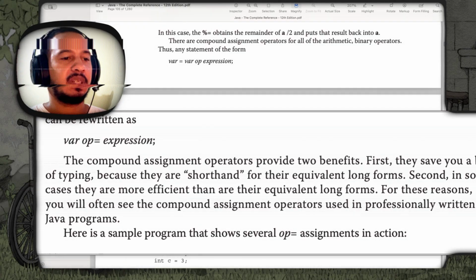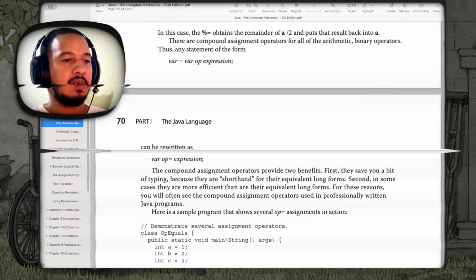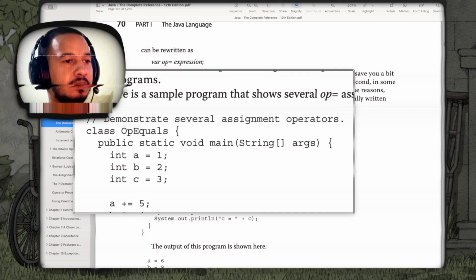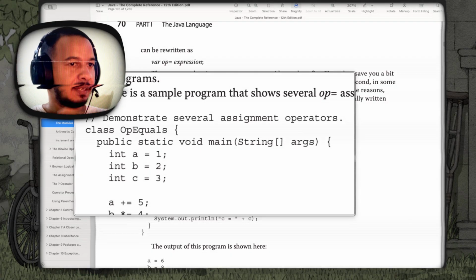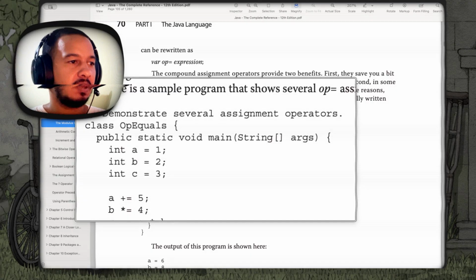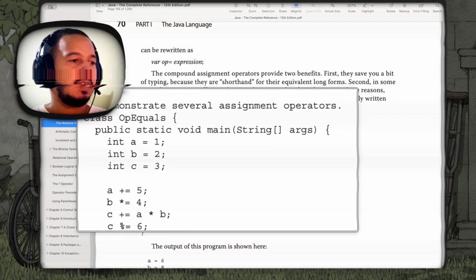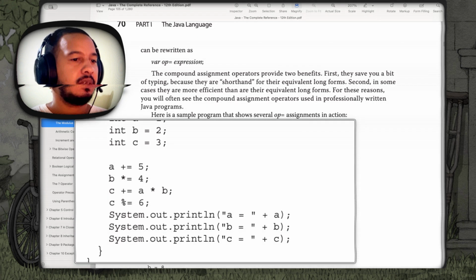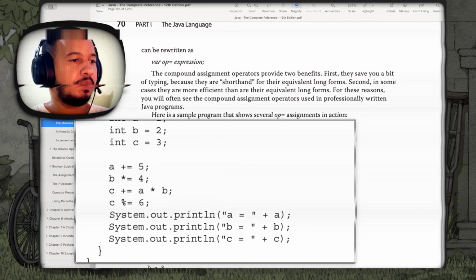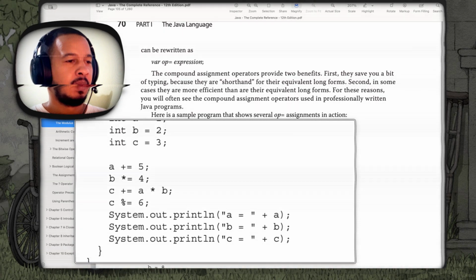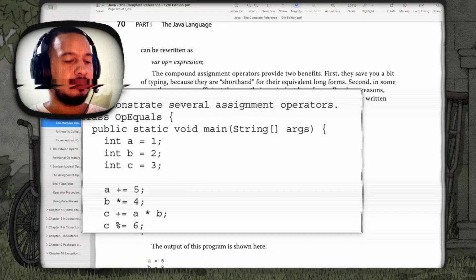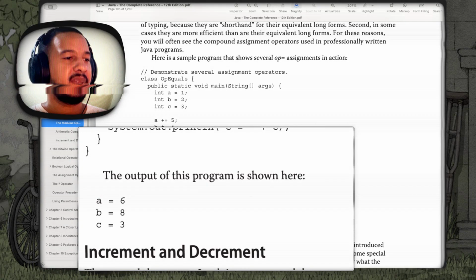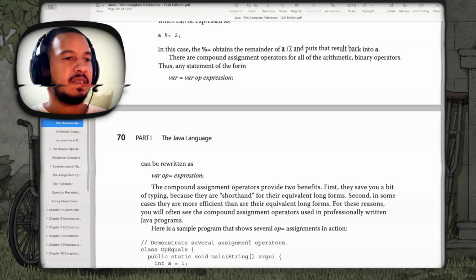Here is a sample program that shows several op-assignments in action. Alright, so we're going to see code here, and let's take a look. Demonstrate several assignment operators. op equals: int a = 1, int b = 2, int c = 3. And here are the compound operators. Alright, so let's look at the results. a equals 6, b equals 8, and c equals 3. Alright, so let's go ahead and just write this program.